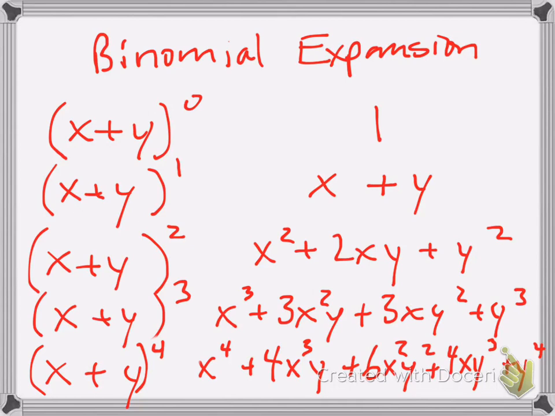The x's count down, right? So when we're raising something to the third power, for example, my highest power of x is 3, and then it goes 3, 2, 1, and x to the 0.